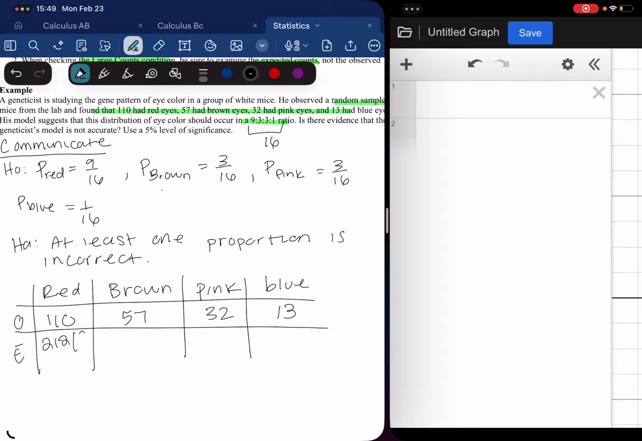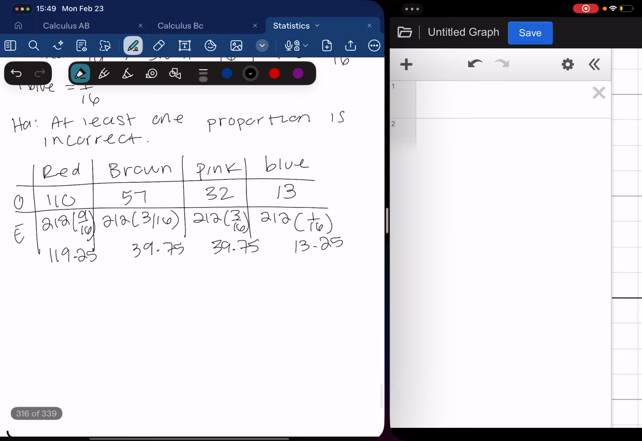It gives me my chi squared value of 9.719. It gives me my p-value of 0.021. It gives me my degrees of freedom of 3. And the last thing I would add here is my 5% significance level, which is alpha equal to 0.05. So once I have that information, I can now write my conclusion.